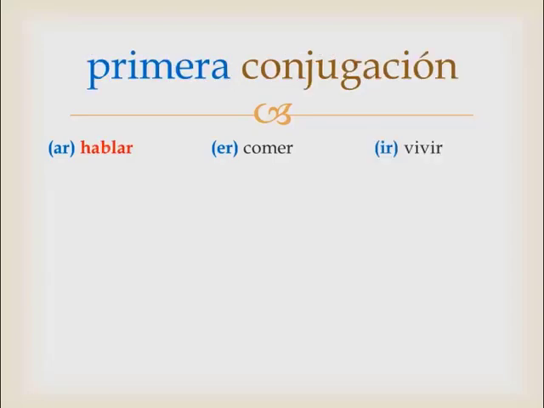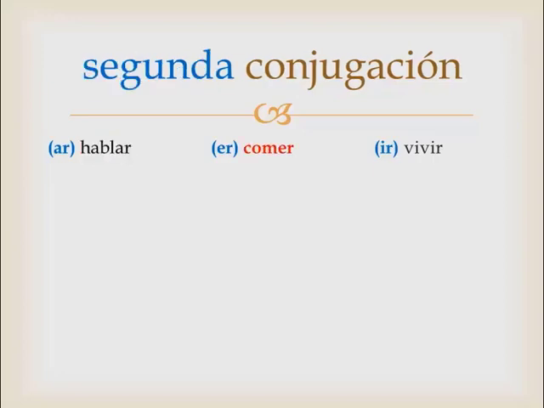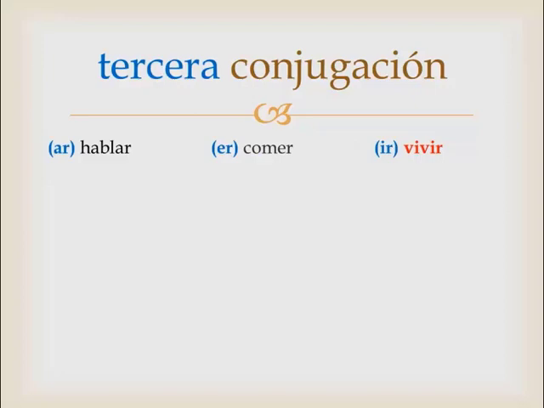If a word ends in AR, it's called a verb in the first conjugation, or primera conjugación. That's how they would say it in Spanish. In English, we call them AR verbs. In Spanish, they don't call them AR verbs. They call them verbs in the primera conjugación. Verbs that end in ER are verbs in the segunda conjugación, and verbs that end in IR are verbs in the tercera, or third conjugation.